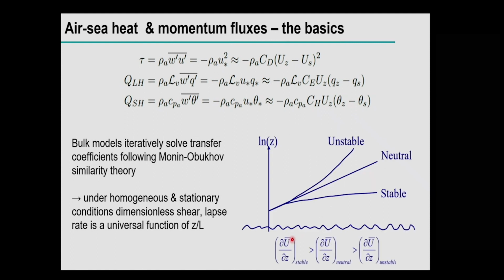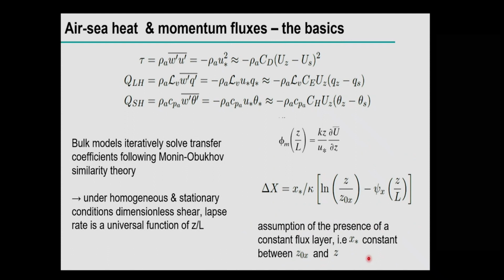And so this is what this theory gives you. On the different stability conditions, you have different profiles, with the stable profile being the most sheared one and the unstable one the least sheared. And so integrating this, we can solve for the drag coefficient or the heat transfer coefficients.